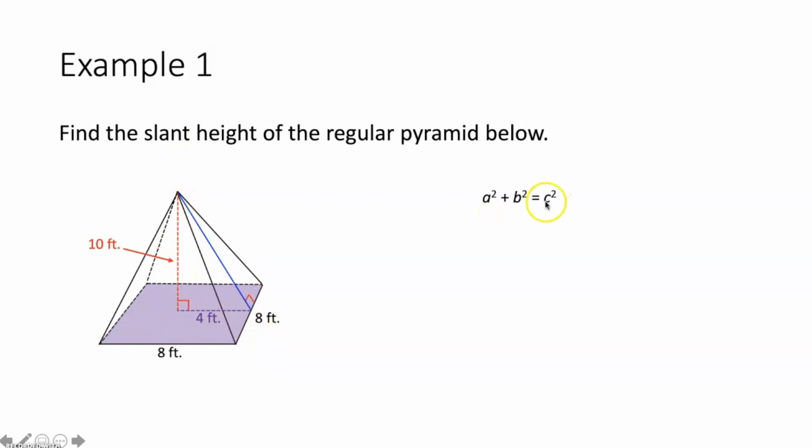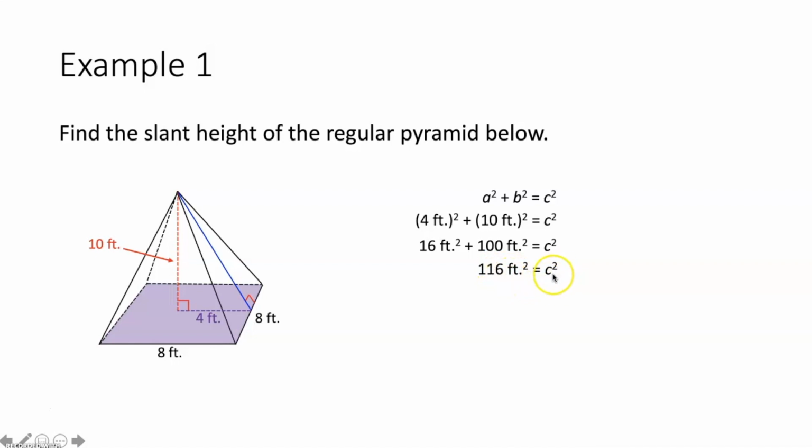So what do I plug in where? Well, remember, it only matters which side you plug in for your C. That has to be the side opposite your 90-degree angle. So that in this case would be our slant height. So that is just going to stay C. We'll solve for C. That means 10 feet and 4 feet can go in for A or B. It doesn't matter which goes in for which. We then square each of those, add them together, and we get C squared is equal to 116 feet squared.